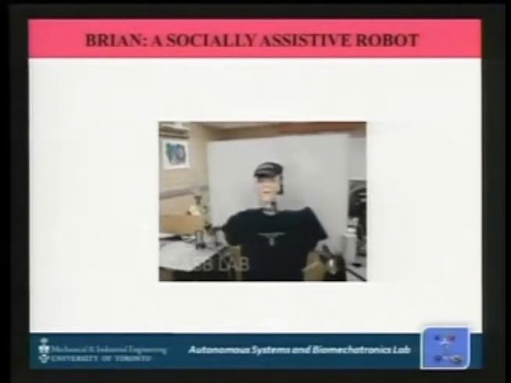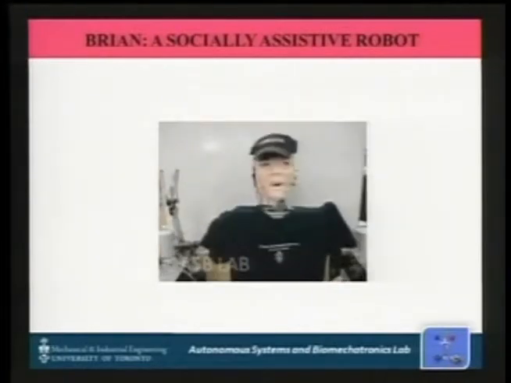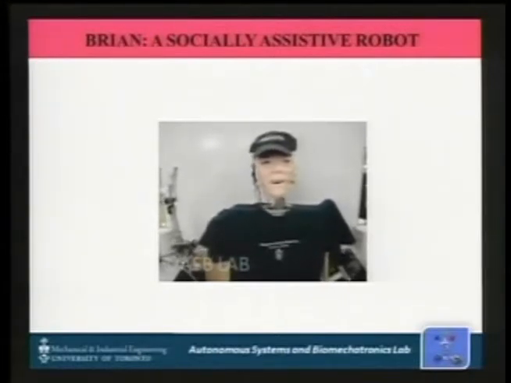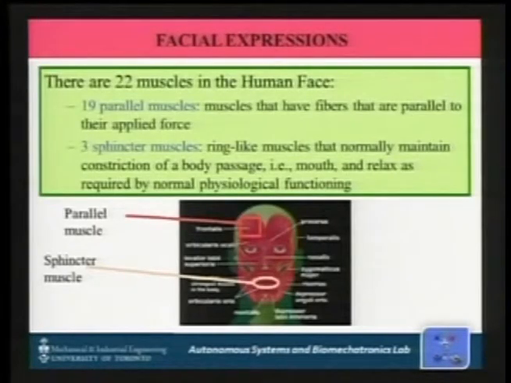Allow me to introduce myself. I am Brian, a non-contact, socially interactive robot developed in the Autonomous Systems and Biomechatronics lab at the University of Toronto. Let me give you a little background on myself. Non-contact means that I do not manipulate objects or physically come in contact with the person I am interacting with. Okay, so that's a little bit, we'll see Brian in a few more slides and some more videos.